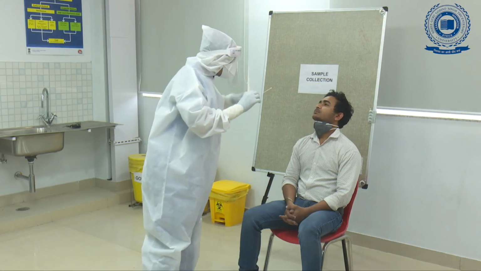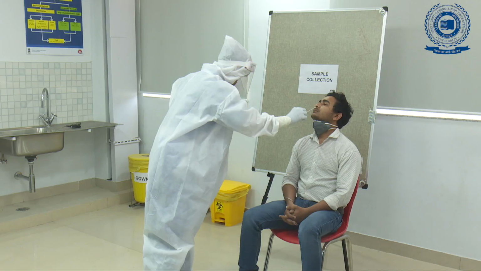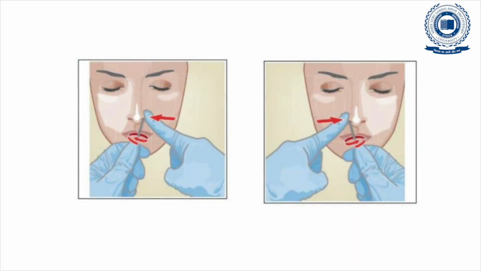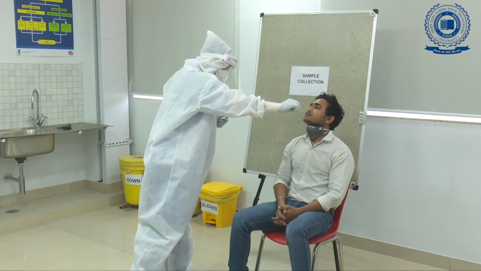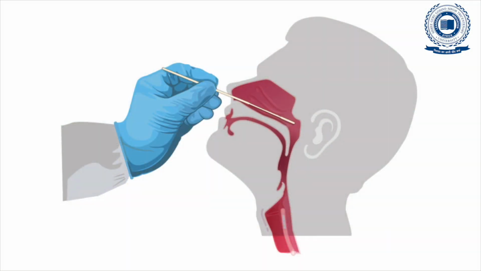For collection of the nasal swab, the swab is inserted around 2 to 2.5 centimeters into the first nares and rotated against the interior nasal mucosa for 3 seconds. Then the swab is withdrawn and the process is repeated for the second nares. For collection of nasopharyngeal swab, the swab is entered along the floor of the nose until the posterior nasopharynx is reached, rotated for a few seconds and withdrawn.